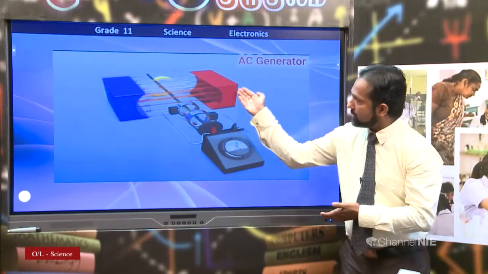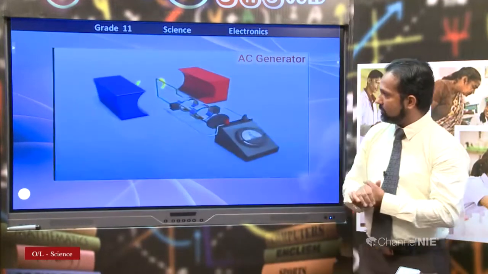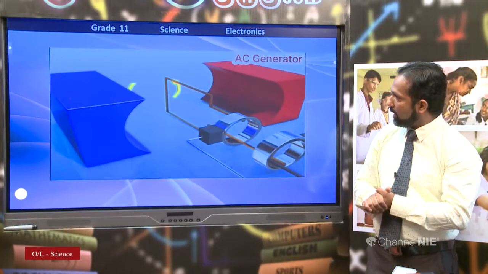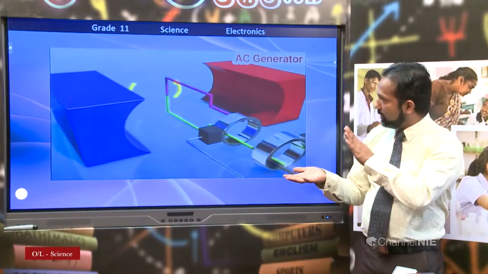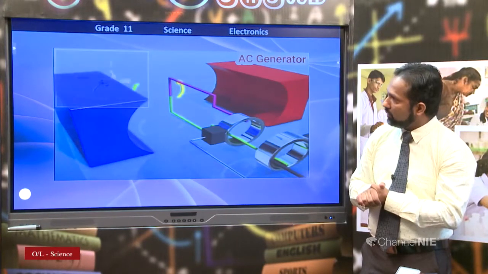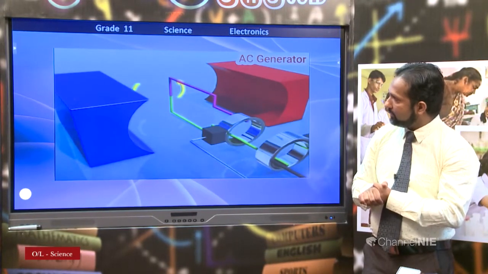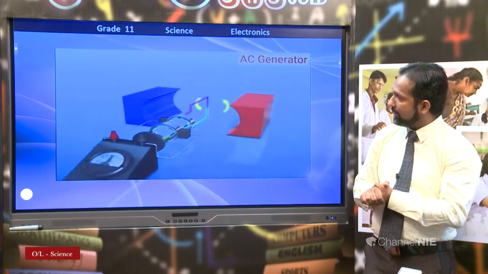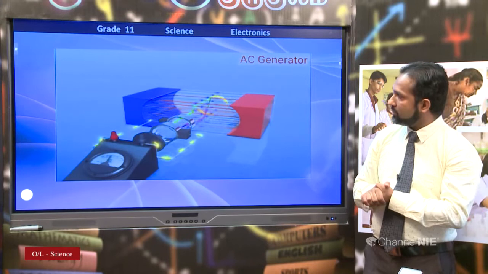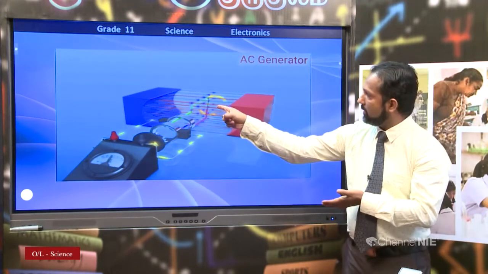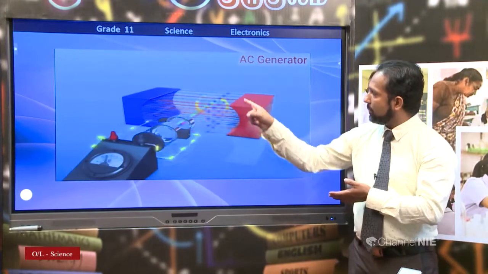These arrows represent the magnetic flux from the north pole to the south pole. The yellow arrows represent the direction of the coil. According to Fleming's right-hand rule, you can apply the direction of motion to find the direction of induced current here. In this case, the coil is parallel.